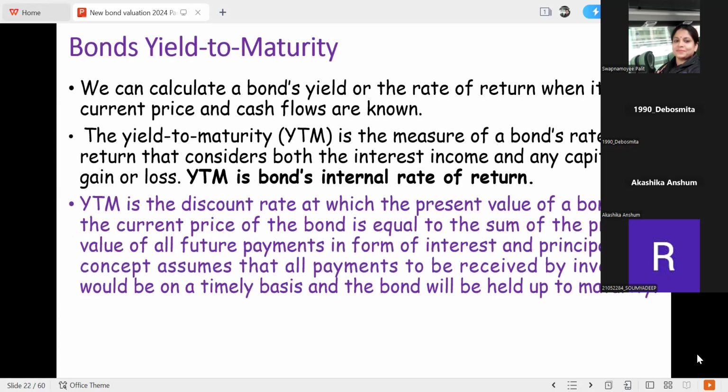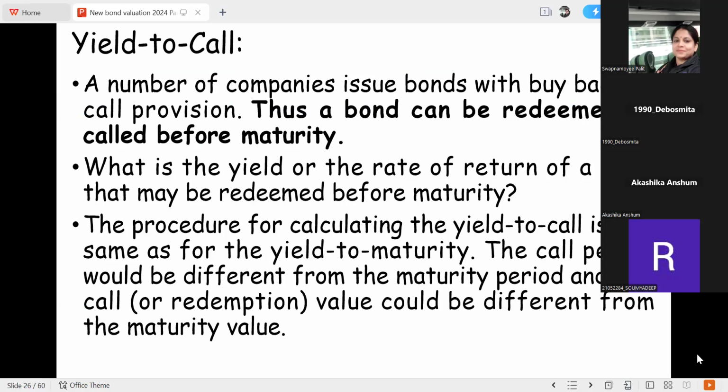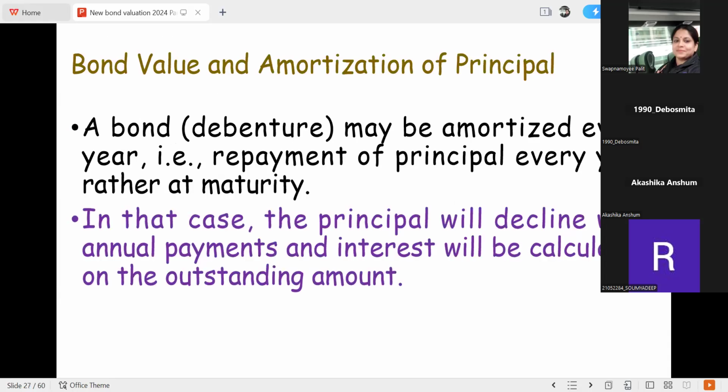This also we have done: yield to maturity, then present yield. Then yield to call we have done. Then amortization of principal we have done. That means if instead of waiting till the last, the borrower amortizes the loan, that means pays back the principal every interest period. Then how that will be calculated, that also we have done.